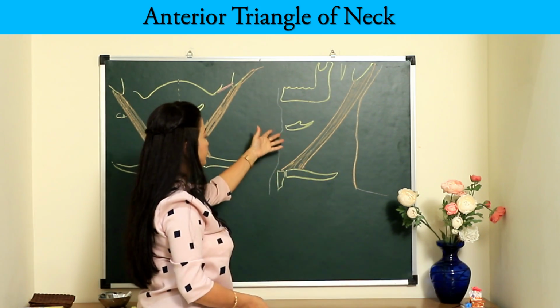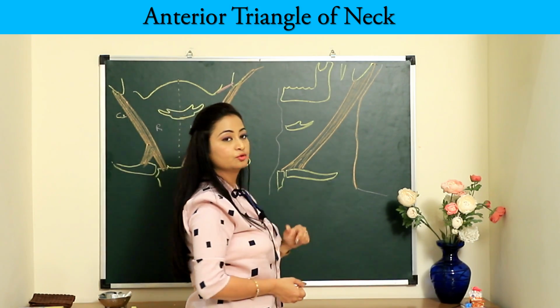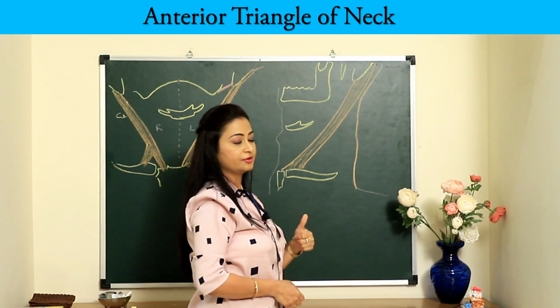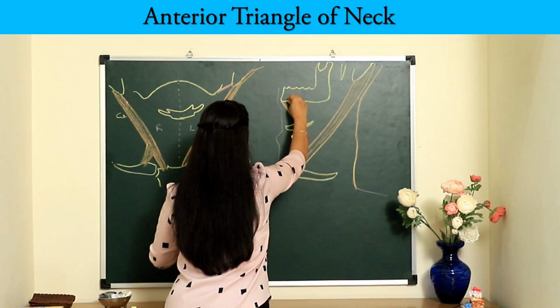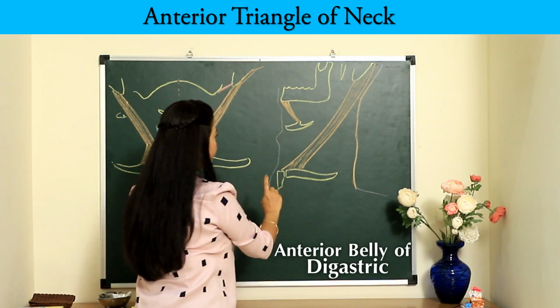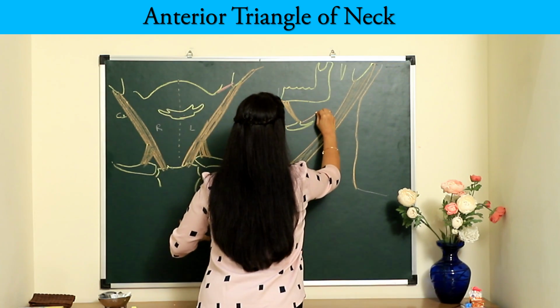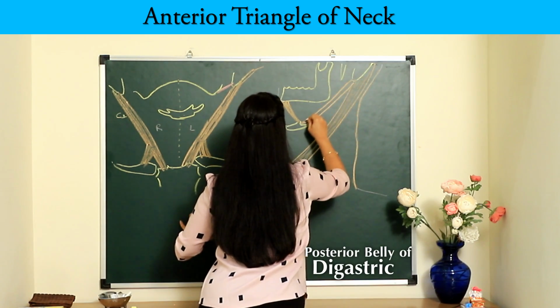Now, in order to understand further the subdivisions of this triangle, we need to make a note of two other muscles over here, okay? One is the digastric muscle, which I'll be explaining in a little detail here. So this is the anterior belly of digastric. This is the posterior belly of the digastric muscle.